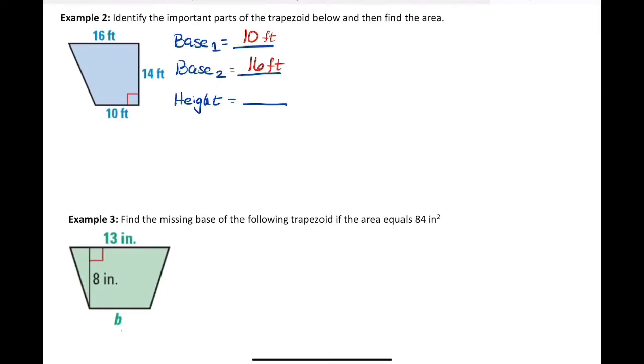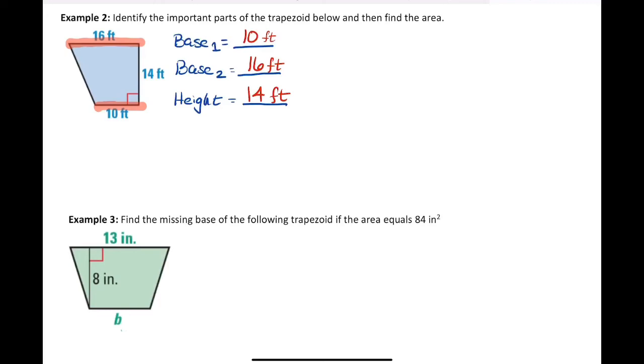And how do we know that those are the bases? What tells you that those are the bases? It's not that they're the bottom, or necessarily the top and the bottom. What tells us is that those are parallel. That's how we know those are the bases. And then the height is the shortest distance from one base to another. So you're going to put 14 in there.